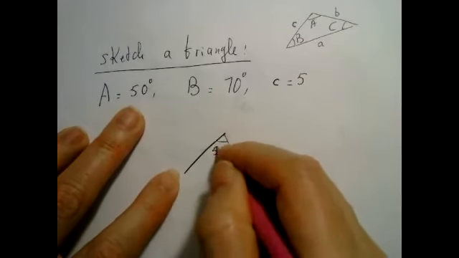Okay. C is 5. It means I take my ruler and measure 5 units from my A. And then I want B, so I'm trying to follow this picture. I have my A, which is 50. Then B, I want it to be 70. If this is 90, 70 is a little bit less, so I'm going to draw it to be my 70 here. That's my B. And then those two will meet somewhere right there. That's where they meet. That's my triangle.